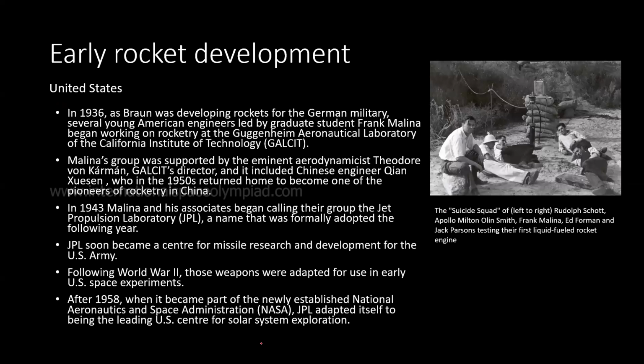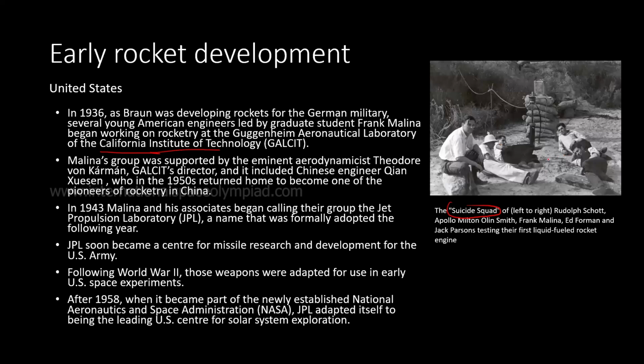Now, in the case of the United States, it was the same. In 1936, the German military served several young American engineers led by graduate student Frank Malina, who began working on rocketry at the Guggenheim Aeronautical Laboratory at Caltech, that is the California Institute of Technology. Malina's group was actually called the Suicide Squad.